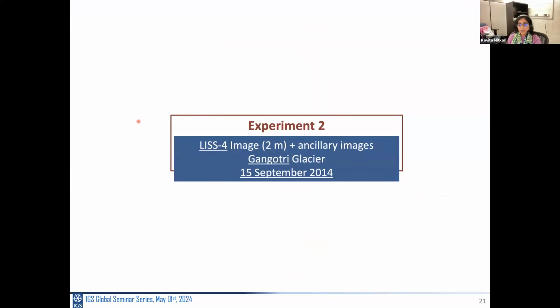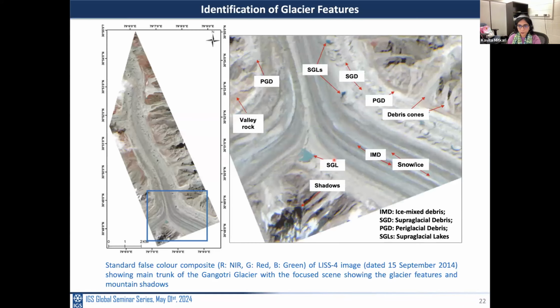Coming to the second experiment, I have basically adapted the previous methodology defined in experiment 1 to apply it on the LISS-4 image plus ancillary data sets, again considering the Gangotri Glacier. So this is the LISS-4 image. You can see that because of the resolution of the LISS-4 image, which is 5 meters, certain features like the crevasses and the rills could not be visible in this particular image.